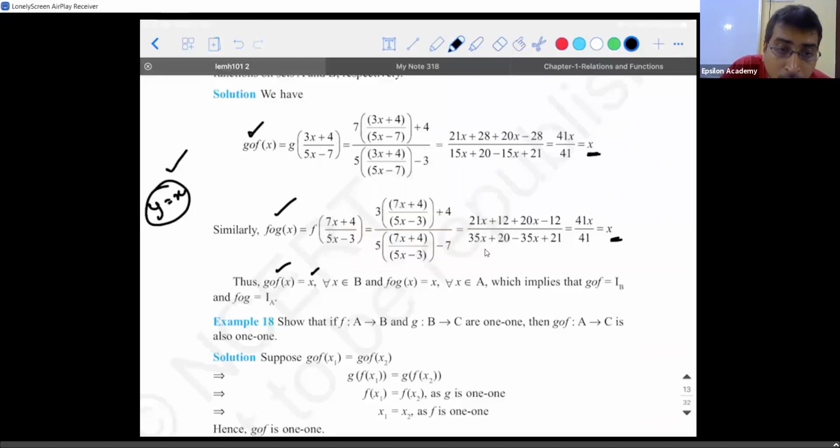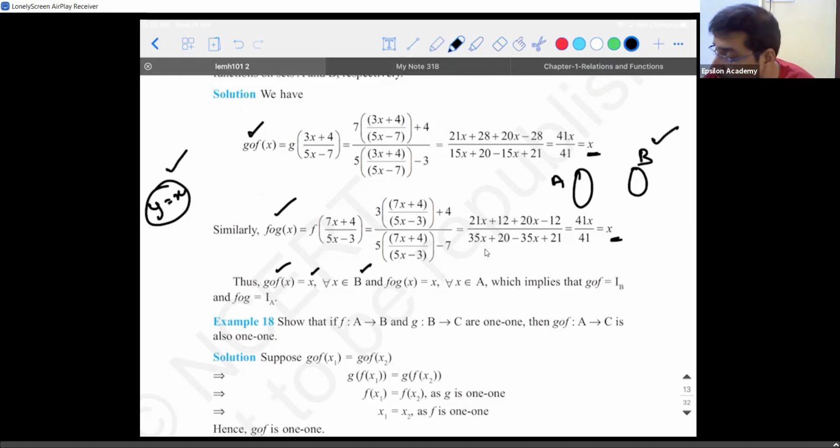That x value belongs to which set? The x value belongs to set B. Set B is the intermediate set. In this case there is no intermediate step. There are only two sets, A and B. So g circle f of x will give you an x where all those x values come from this set. f circle g of x will also give you x where all the x values are coming from this set.